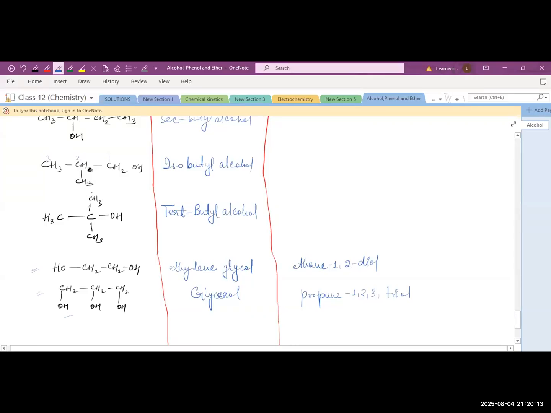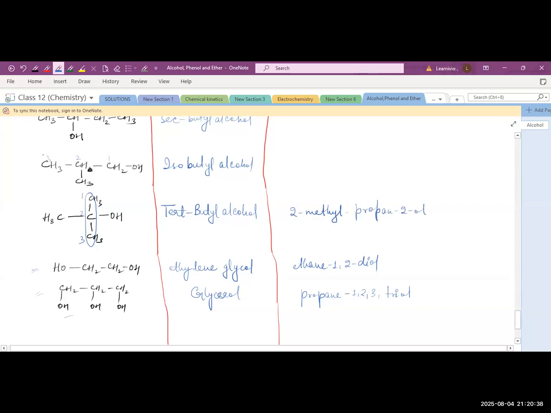You can take it this way, this one chain, and you can also take it this way, these three. In both cases the name will be the same. So this will be 1, 2 and 3. Right? So what will be the name now? 2 methyl propan-2-ol. Yeah, very good.